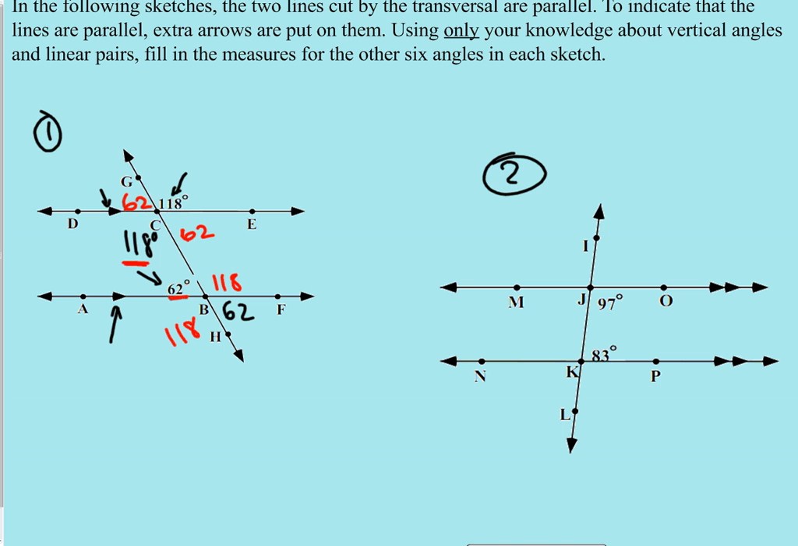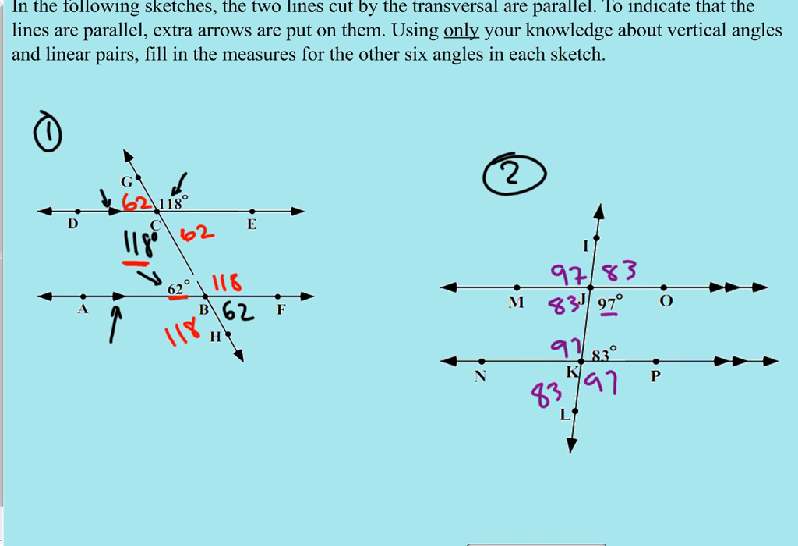So just going by vertical angles and what I know, that's 97, that's 83. They are across from each other. So now, from what I know about linear pairs, if this is 97, this has got to be 83. So that means this has got to be 83. This is 83, this has got to be 97. That means this has got to be 97.